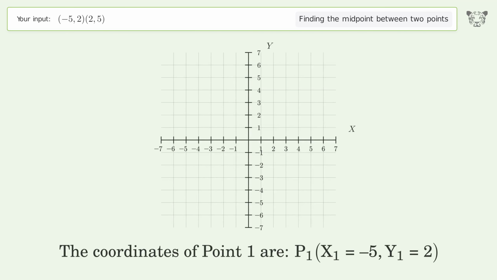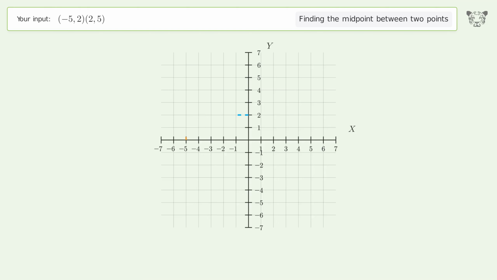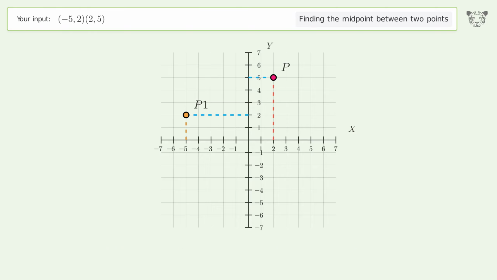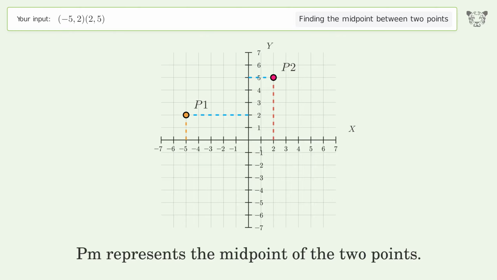The coordinates of point 1 are x1 equals negative 5, y1 equals 2. The coordinates of point 2 are x2 equals 2, y2 equals 5. PM represents the midpoint of the 2 points.